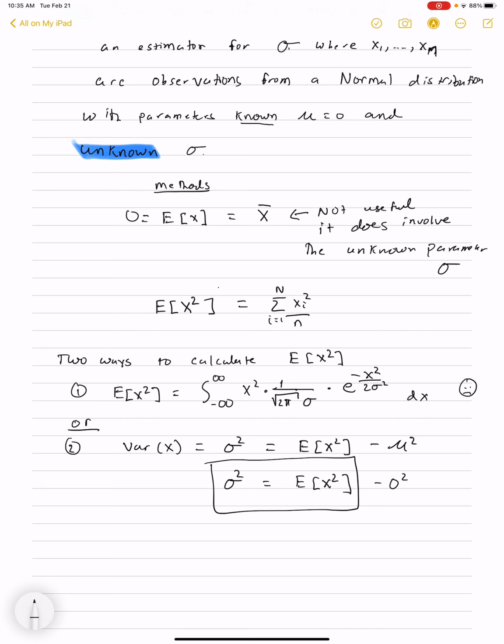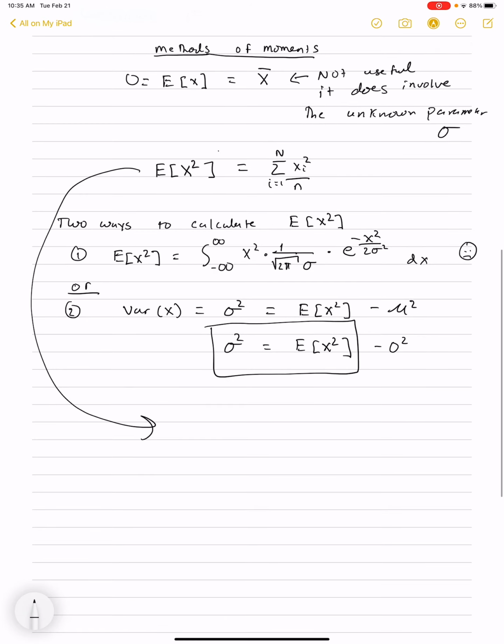So for method of moments, we come back here and we use this little fact. This is going to say E of x squared is sigma squared, and that is equal to the summation from i equals 1 to n of xi squared over n. Now, if you want an estimator for sigma and not sigma squared, all you have to do is take the square root.